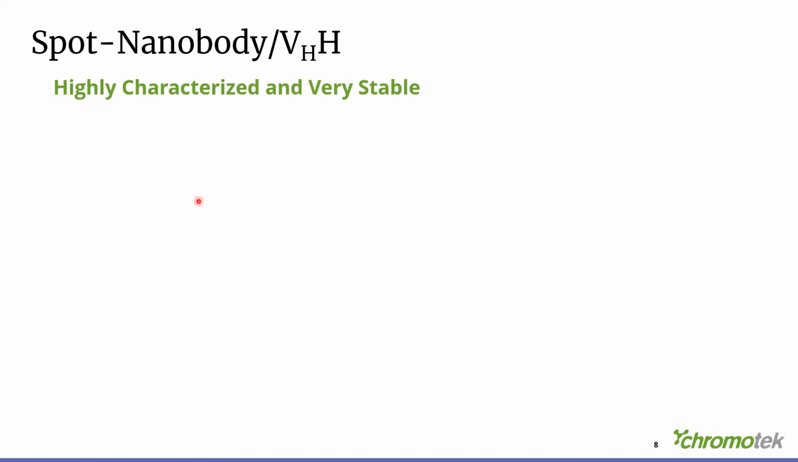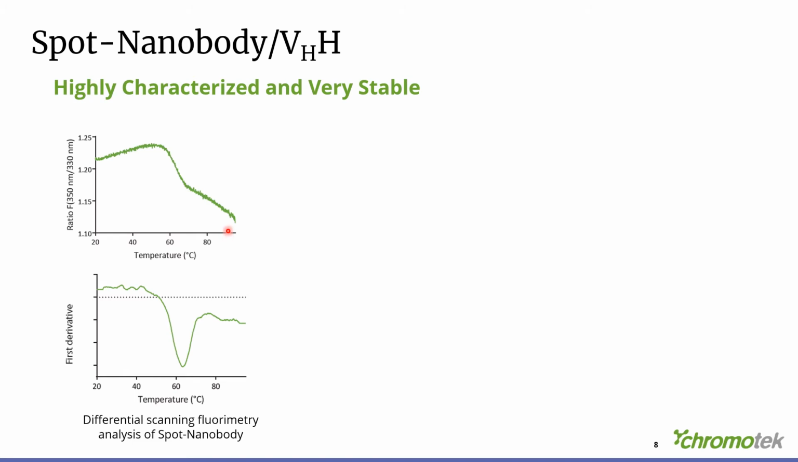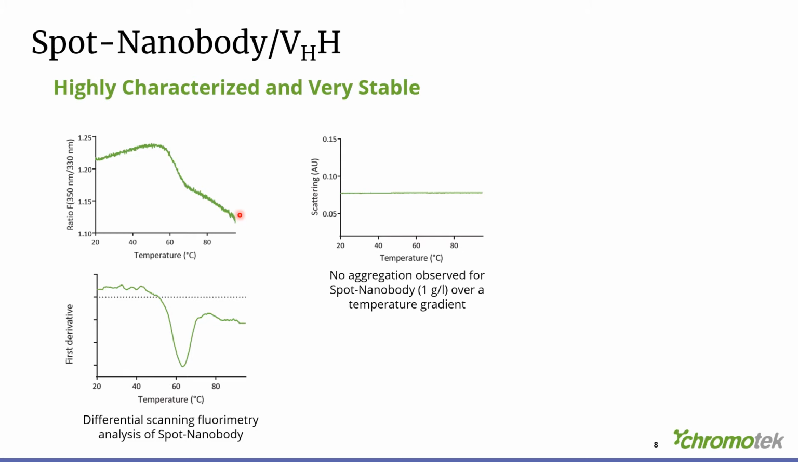The Spot-Nanobody has been rigorously characterized and is very stable. I will now provide some examples. For instance, the melting temperature determined by differential scanning fluorimetry is about 63 degrees. There is no aggregation observed for the Spot-Nanobody over a large temperature gradient from 20 to more than 80 degrees.